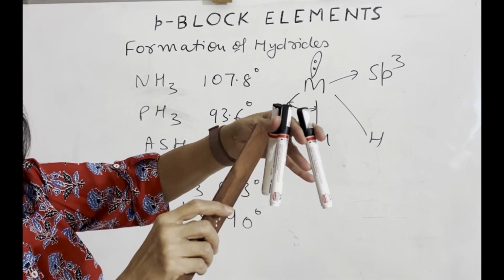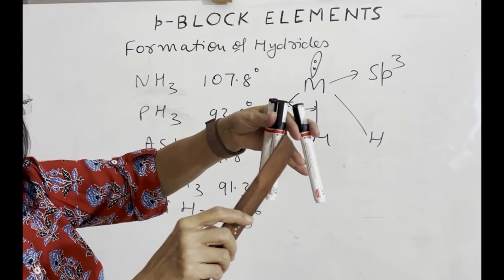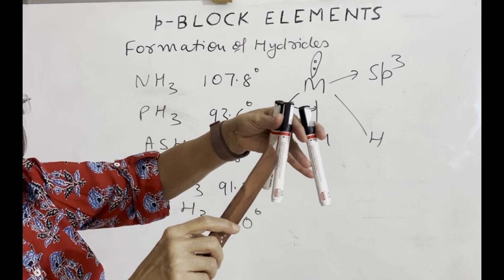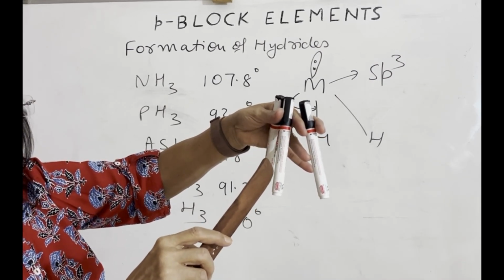In the case of phosphorus, size थोड़ा बड़ा हो गया. अब जो bond pair है वो यहाँ पर आ गए. So bond pair repulsion will be less. In the case of arsenic, bond pair will lie here. In the case of antimony, bond pair will lie here. In the case of bismuth, bond pair will lie here.